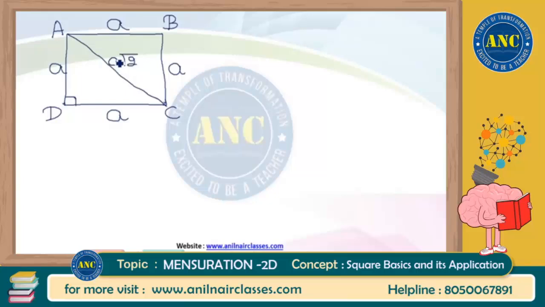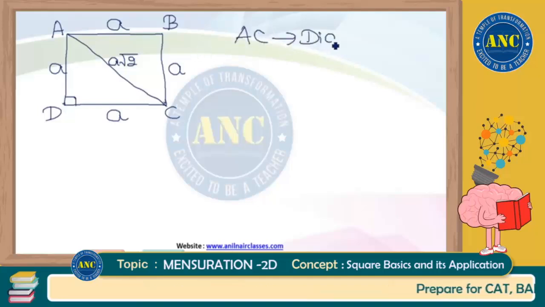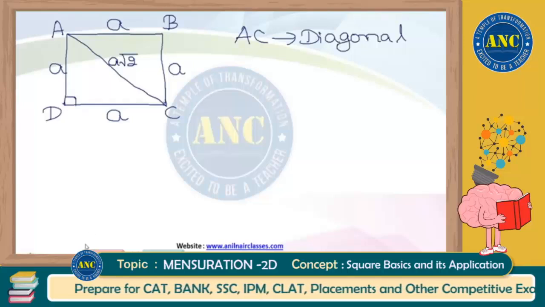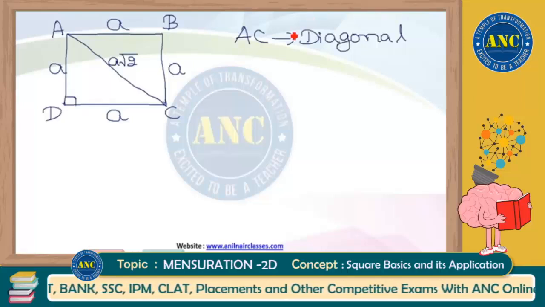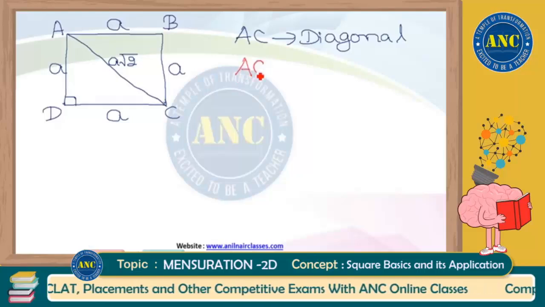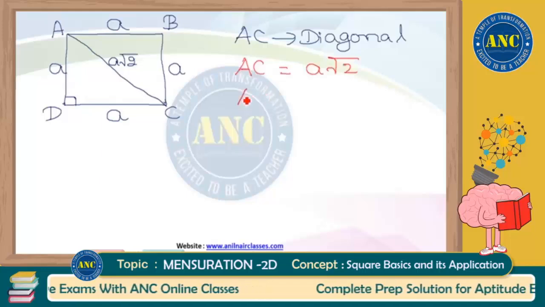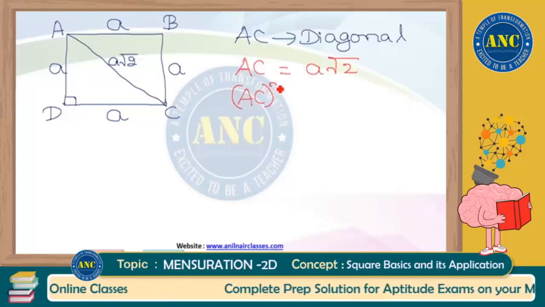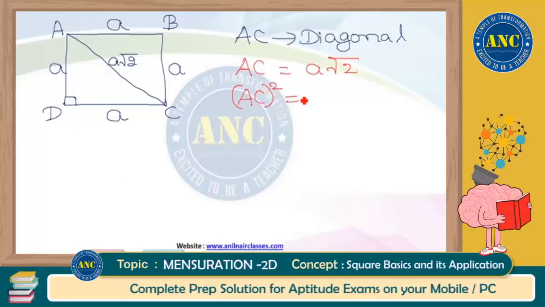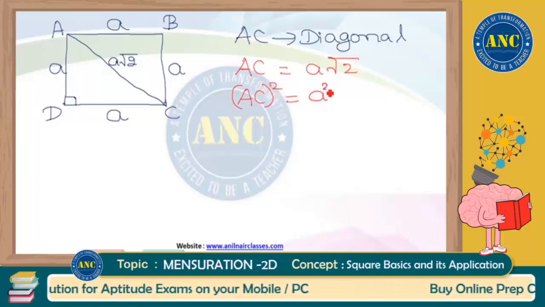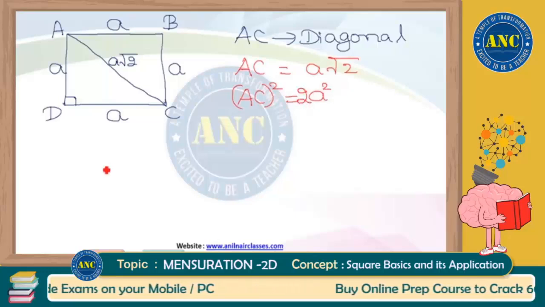Now think a little logically, sir. AC is nothing but the diagonal, right? Let us understand this and prove something and use it after we prove it. Without proving, let us not use it. AC is nothing but the diagonal, and the diagonal value is A root 2. Now, what I will do is square it. Why am I squaring it? Let us understand it after some time. First of all, AC square is nothing but A square into 2, or in other words 2A square.